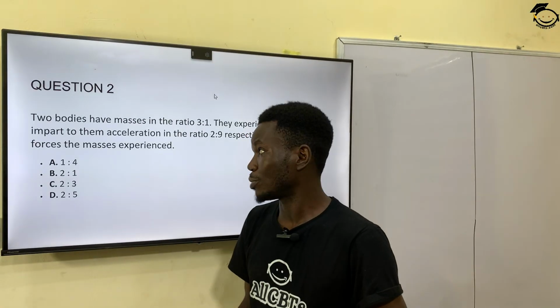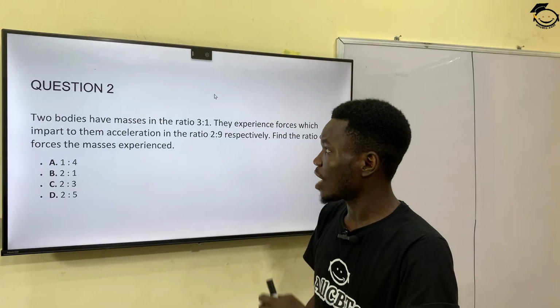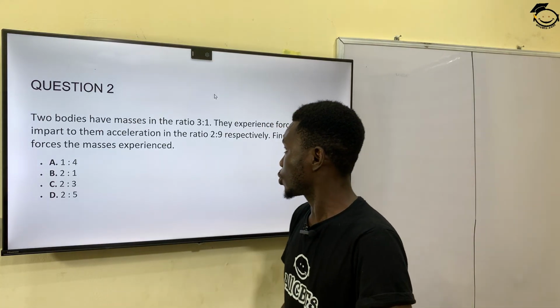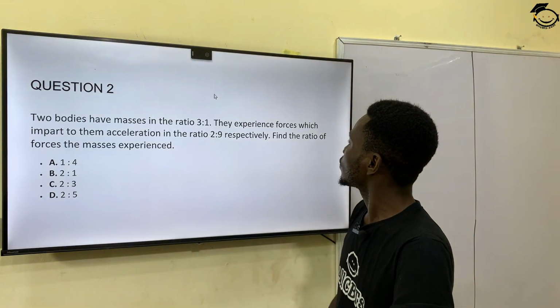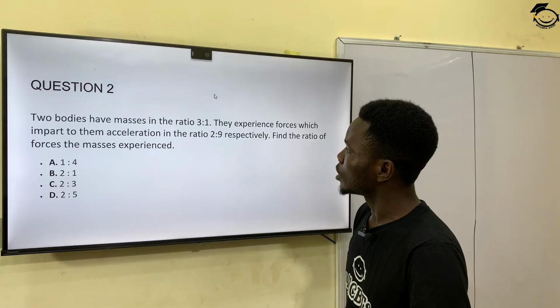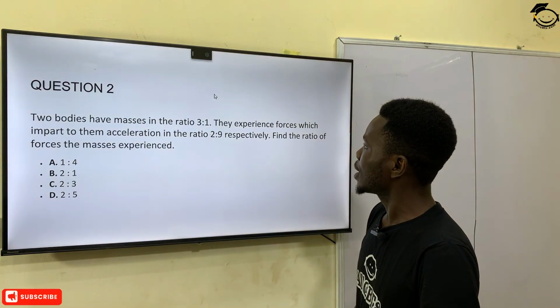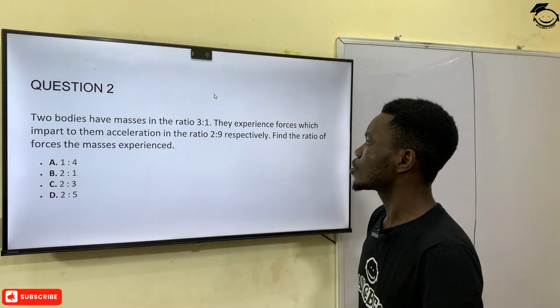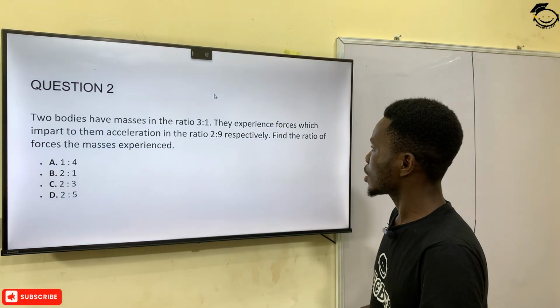So that takes us to question number 2, which says two bodies have masses in the ratio of 3:1. They experience forces which impart to them accelerations in the ratio of 2:9 respectively. Find the ratio of the forces the masses experience.